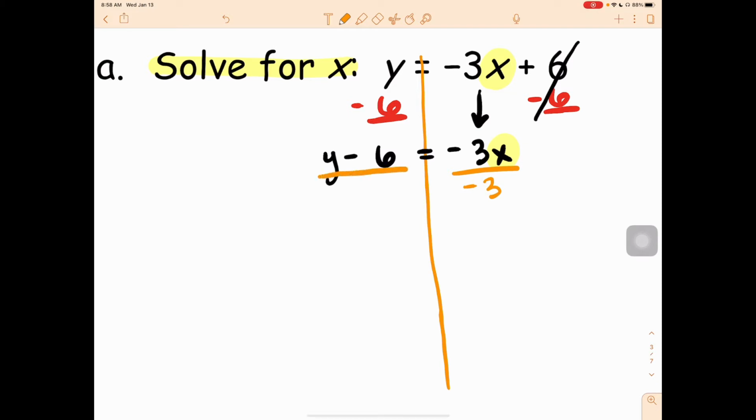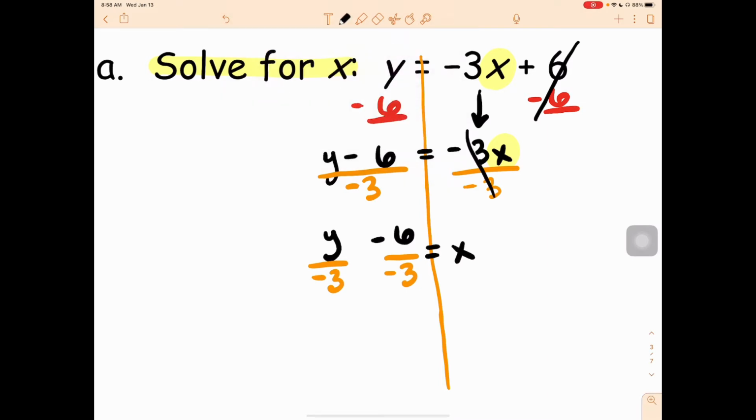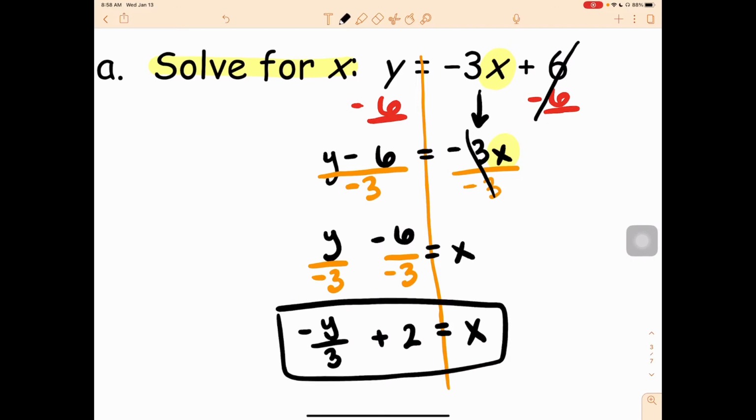And again, whenever you end up dividing something like this by a negative 3, you can split up the terms at the top. So this is going to be y divided by negative 3 minus 6 divided by negative 3. These two will cancel out, so this equals x. But now we got to simplify it, right? So we have negative y over 3. This is like negative 1/3 y. Negative 6 divided by negative 3 is a positive 2. So now I know that x equals negative y over 3 plus 2.